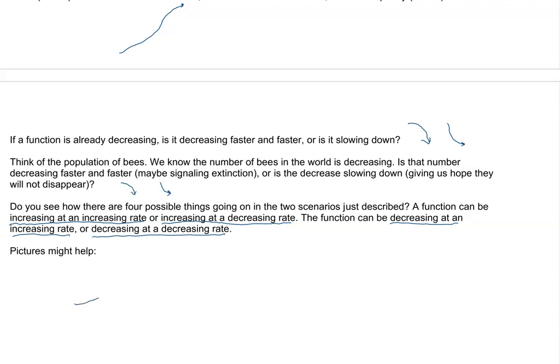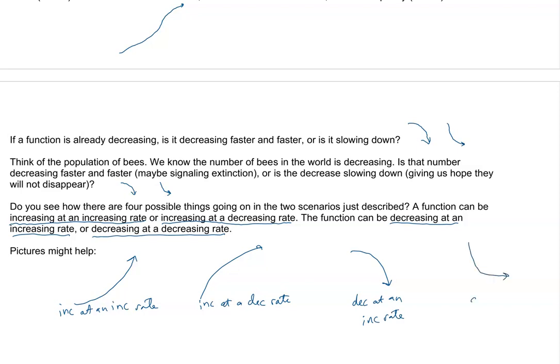Increasing at an increasing rate. Increasing, but at a decreasing rate. And then decreasing at an increasing rate. And then lastly, decreasing, but at a decreasing rate.